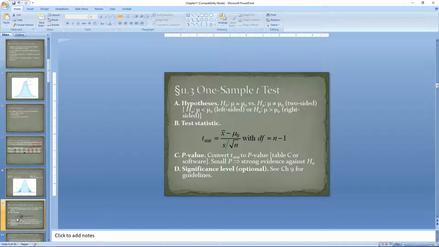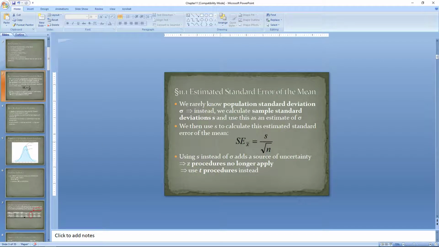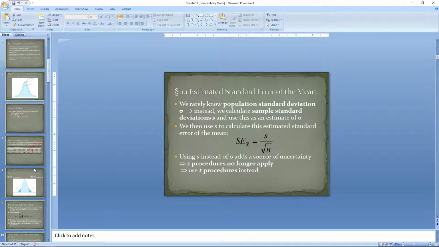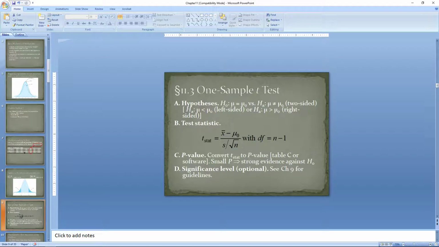Now we're going to move on to a one sample t-test. Just like we did with our z-scores, our t-test is set up almost exactly the same way, except for how our standard error is calculated. We're not going to be using sigma anymore. We're going to be using S, the sample standard deviation, for an unknown population.